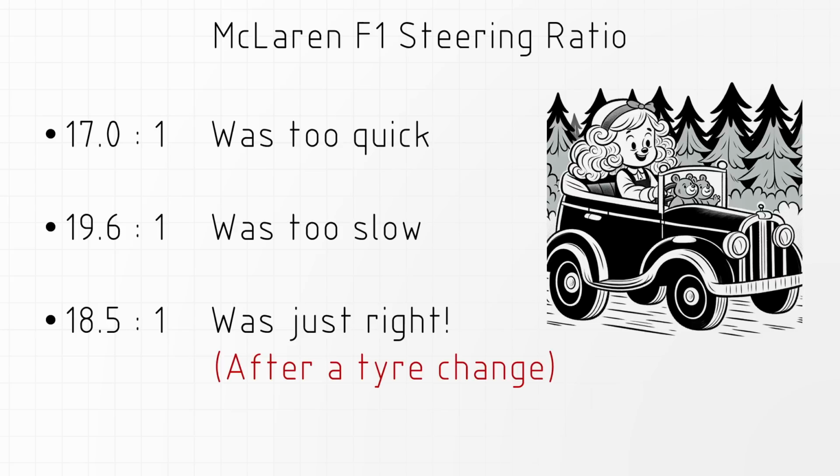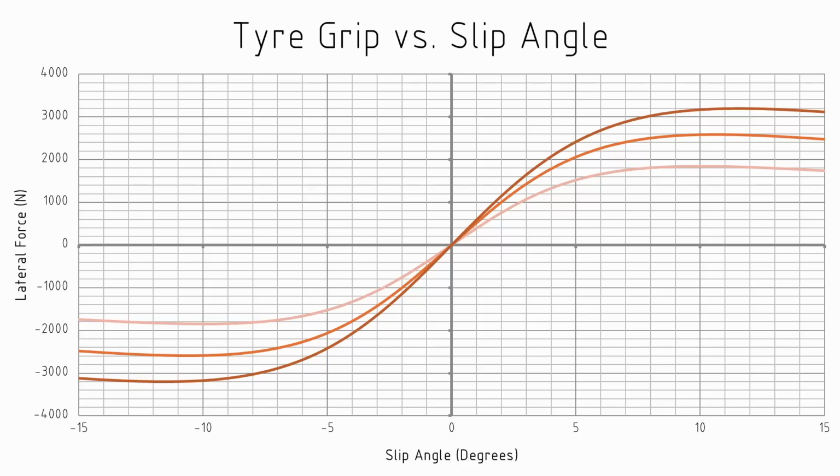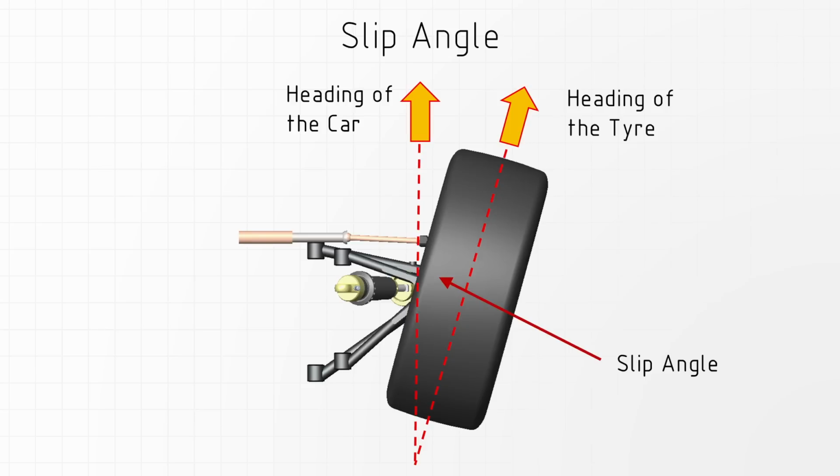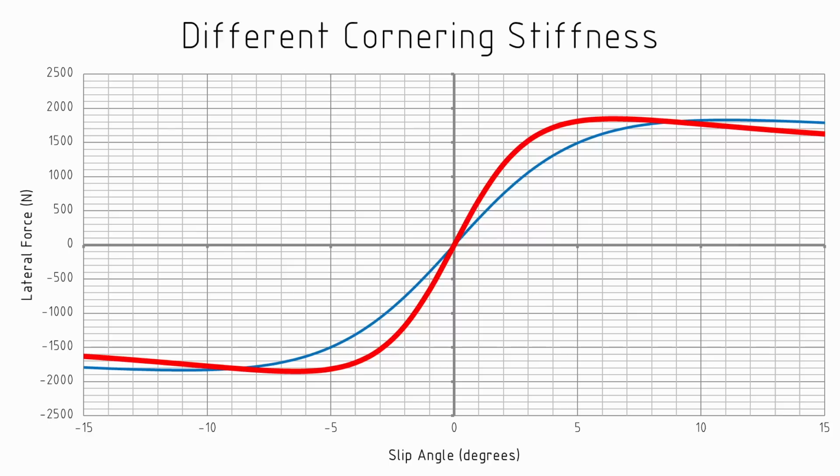Now, I don't want to get too much into tires in this video, but it's somewhat unavoidable when we're talking about steering. Put simply, a tire generates its grip as a function of slip angle. Slip angle is the difference between the heading of the tire and the heading of the vehicle. If you have a tire where the peak force occurs at a really low slip angle, then that's going to be very sensitive when you're driving it, and you're going to need a higher steering ratio.